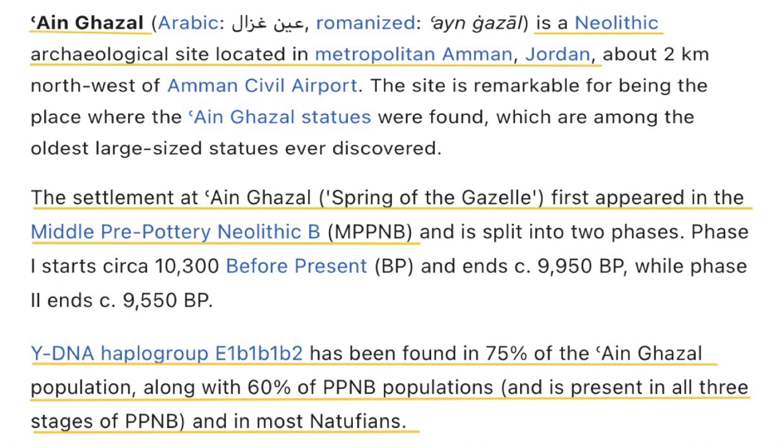So haplogroup E basically played a huge role in the pre-pottery populations, and of course in the Natufians. So when we're talking about Semites descending from PPNB populations, again, this gives more credence to these early Semitic populations having haplogroup E, if they're coming from PPNB, which had 60% of haplogroup E and 75% in the Ain Ghazal region, which is another Pre-Pottery Neolithic site.